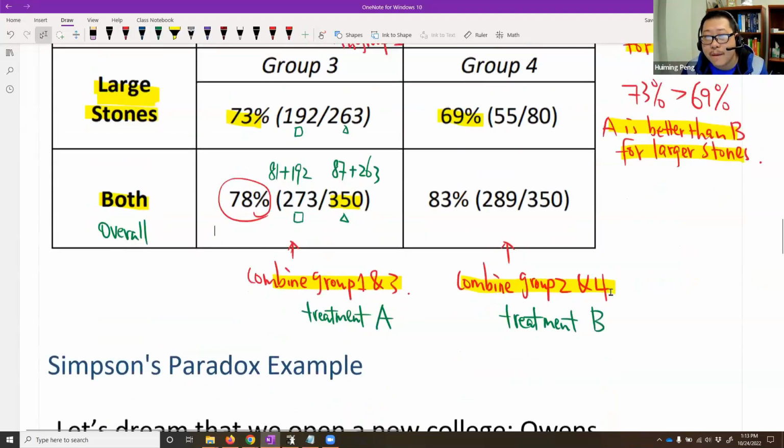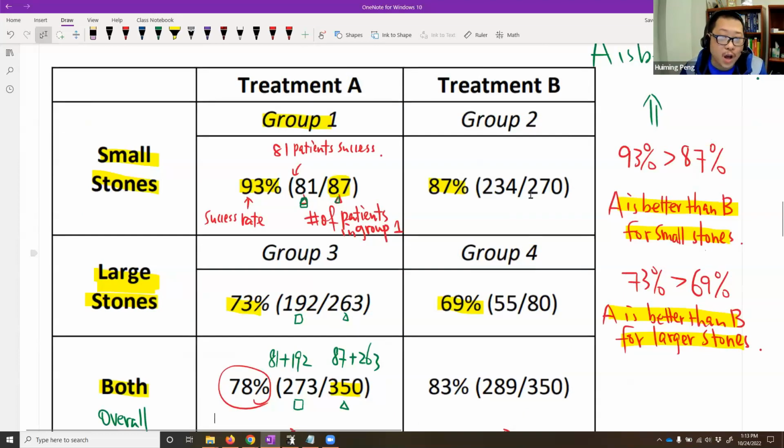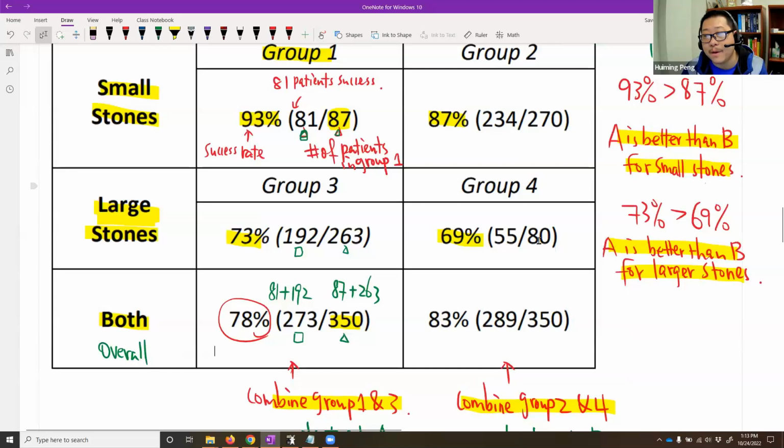Okay, to combine group 2 and group 4, look at treatment B. This number plus this number, 350 again. 234 plus 55, I get 289. So that 289 out of 350, to calculate, you get 83%.